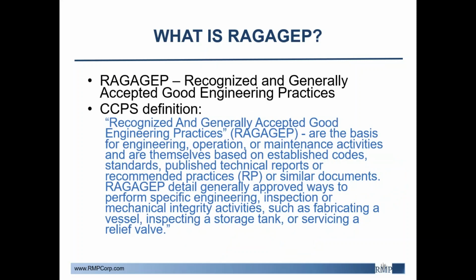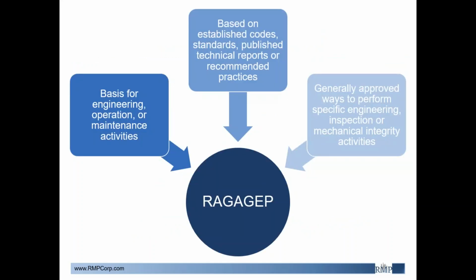RAGAGEP is a CCPS definition. That's the Center for Chemical Process Safety. Essentially, it's the basis for engineering, operation, or maintenance activities that are based on established codes, standards, and published technical reports. I broke that down a little easier to read in this graphic. It takes engineering, operation, and maintenance activities with the established codes and standards and generally approved ways of practice, so basically your best practices, rolled into one standard. This not only applies to design of new systems, but also practice with existing systems as well.